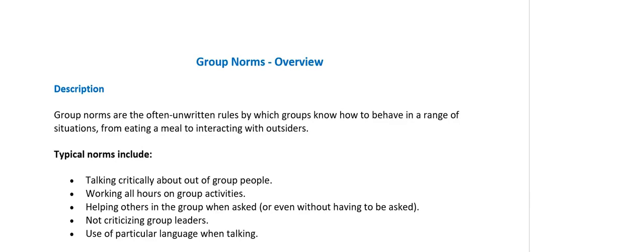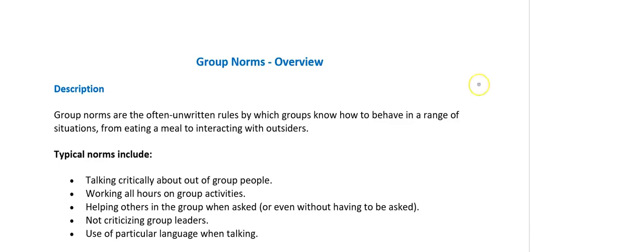And so we're going to take a look at norms now, the fundamentals, and look at some examples of norms that are sometimes considered supportive, sometimes considered unsupportive of optimal team functioning. So what is a group norm? How do we define it?